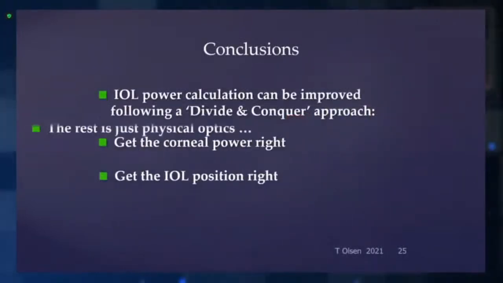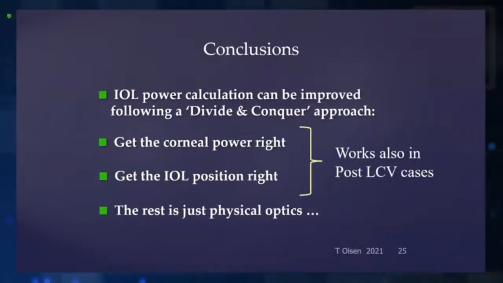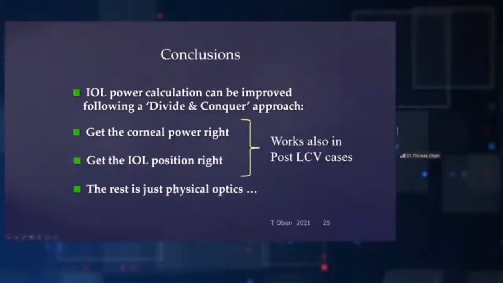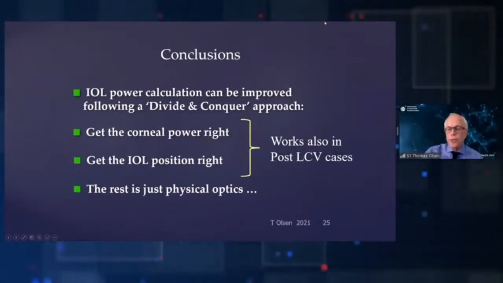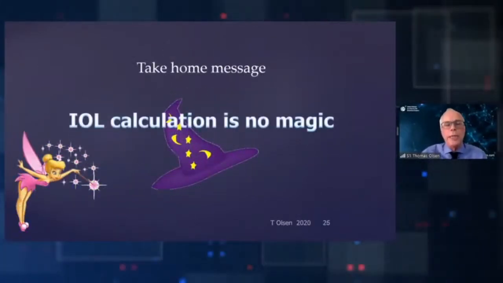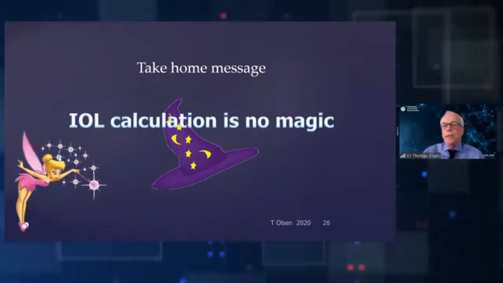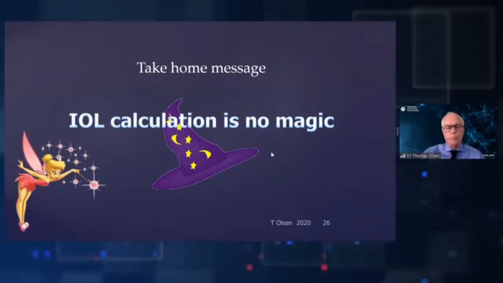So I would conclude that the IOL power calculation can be improved if you follow a divide and conquer approach. First, get the corneal power right, then get the IOL position right, or the ELP, and notably, it works also in post-LASIK cases. So the rest is just physical optics. And if there's one take-home message here, I think IOL power calculation is no magic. It's just logic. Thank you very much.